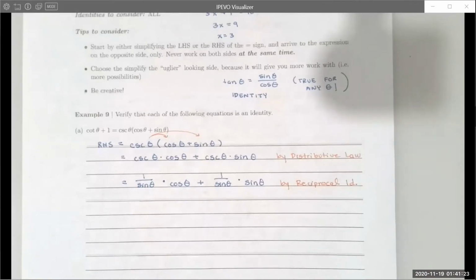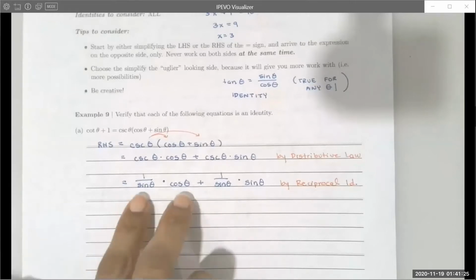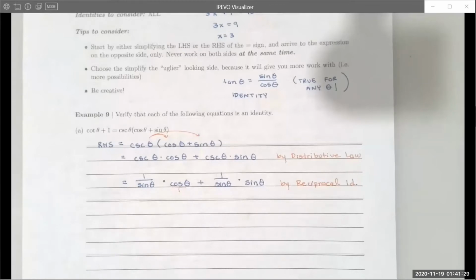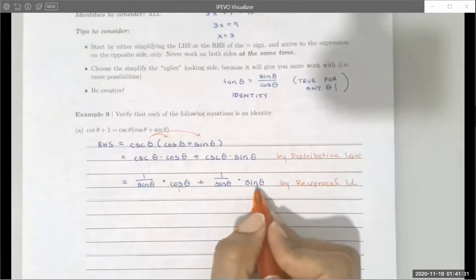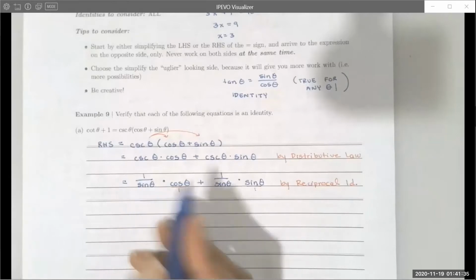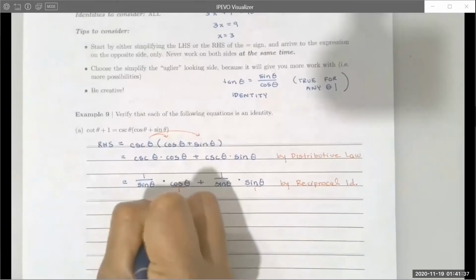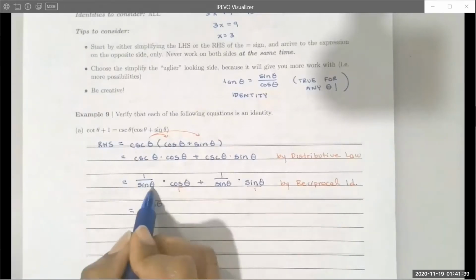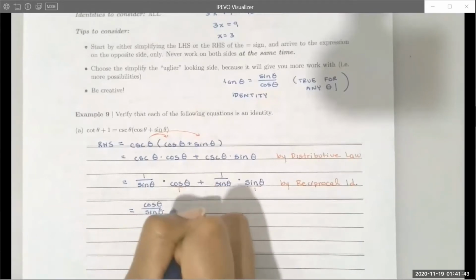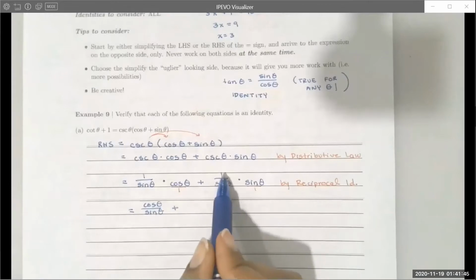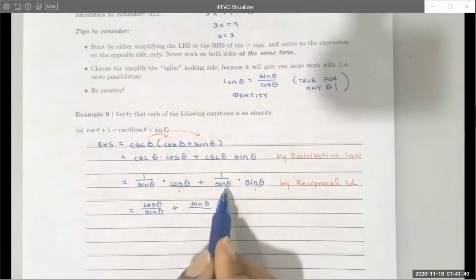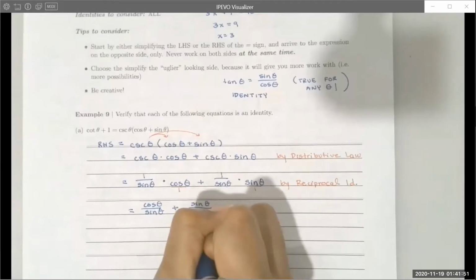Now what? Well, now I'm going to take this product. So this is like multiplying by a cosine over 1. Same with the sine here. That's like a sine over 1. So 1 times cosine will give us a cosine theta. Sine theta times 1 will give us sine theta. And then in the second term, 1 times sine will give us sine theta. And then sine theta times 1 will give us sine theta.